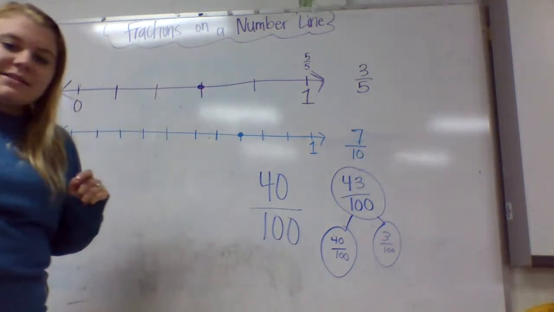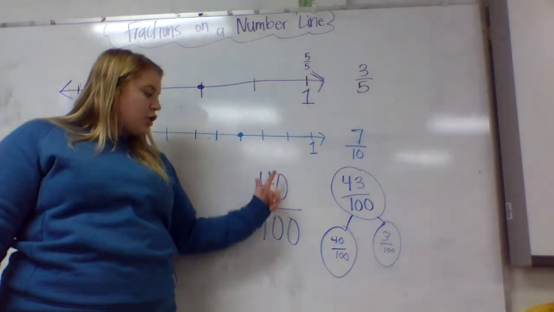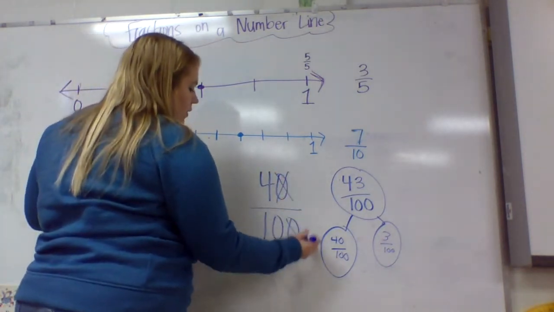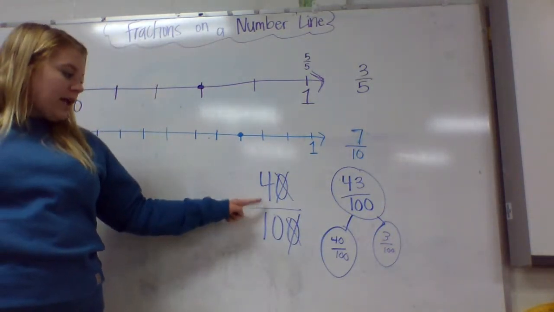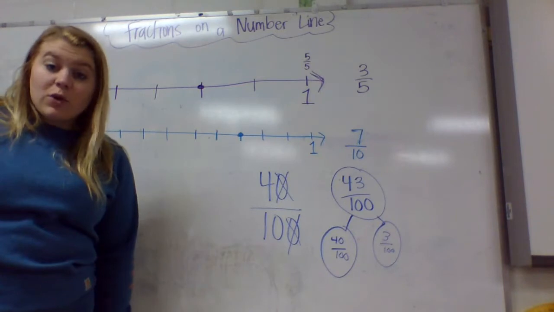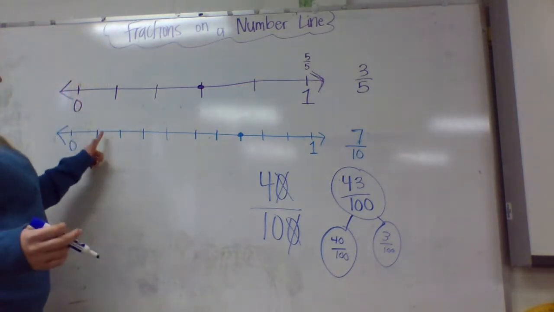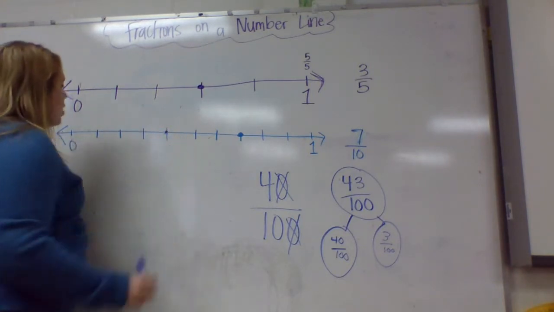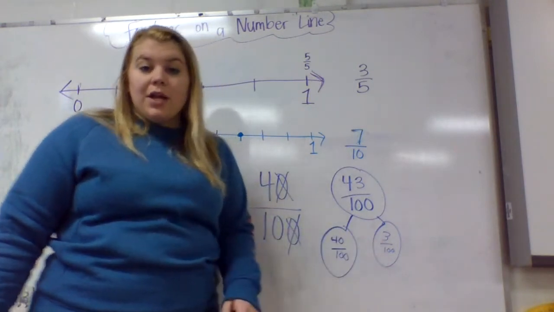I can make that smaller. When both your numerator and your denominator end in a 0, you can get rid of them. So 40 hundredths is the same as 4/10. Well, that's much easier to find. 1, 2, 3. Here's 4/10. I know that's not where I'm stopping though, because I also have 3 hundredths.